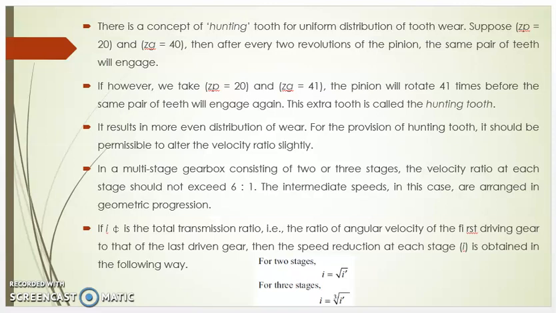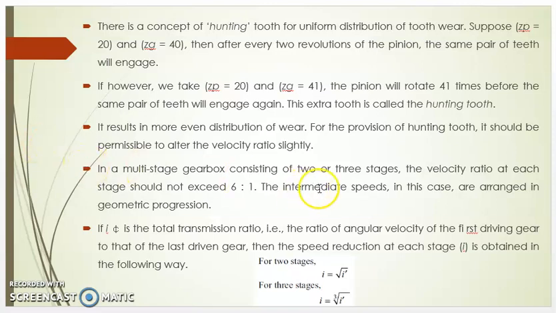This extra tooth is called the hunting tooth. It results in more even distribution of wear. For the provision of hunting tooth, it should be permissible to alter the velocity ratio slightly. In a multi-stage gearbox consisting of 2 or 3 stages, the velocity ratio at each stage should not exceed 6:1.